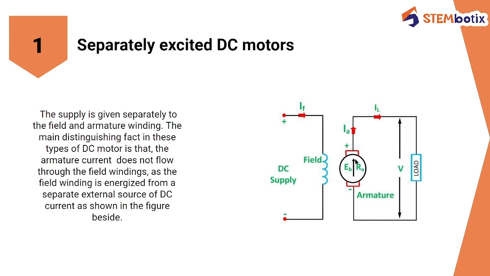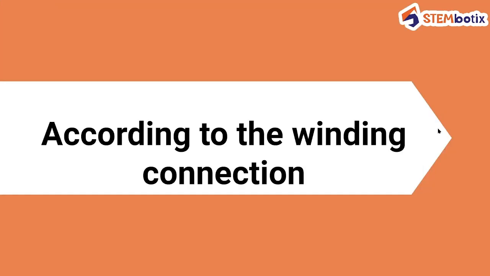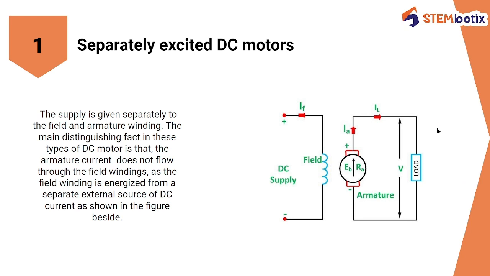Hence, the armature current does not flow through this field winding. So, in separately excited DC motors, this type of structure is made. This is IF, meaning the current flowing through the field winding. This is IA, which is the current through the armature. Here, the current IL means the current flowing through the load and the voltage across it.